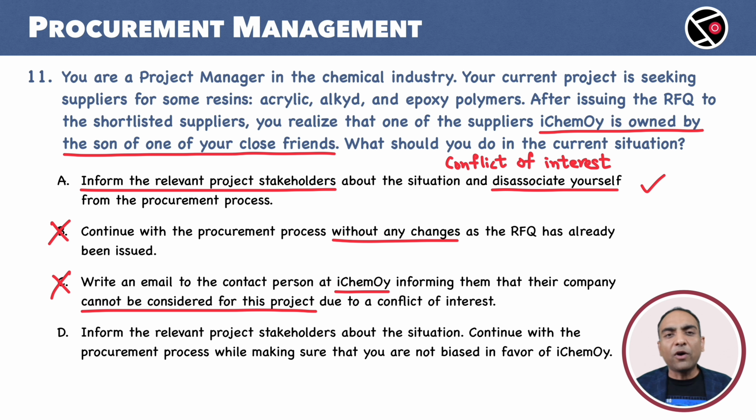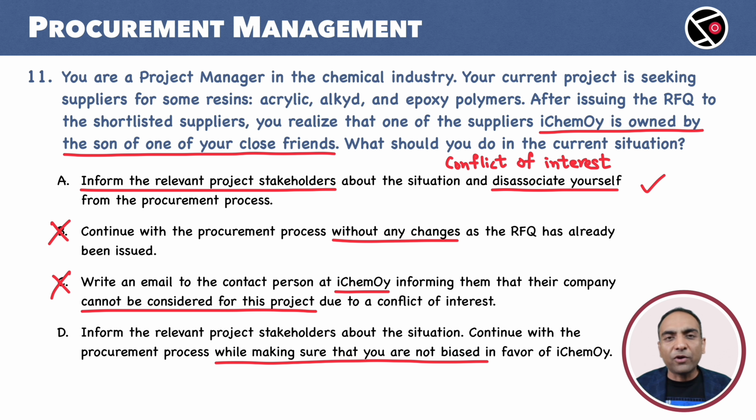D. Inform the relevant project stakeholders about the situation. Continue with the procurement process while making sure that you are not biased in favor of ICAMOY. This one is tricky. This statement assumes that the PM can ensure no bias even though he has a personal connect with one of the suppliers.